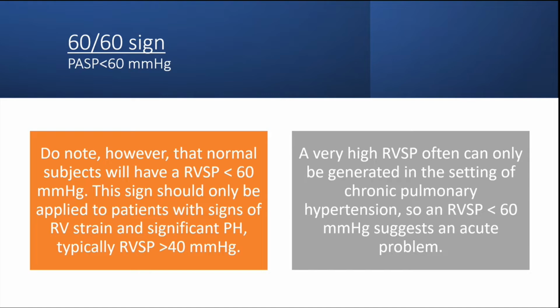So if it's a chronic elevation of the RV afterload, the PA systolic pressure should be above 60, but if it's less than 60, it's more suggestive of an acute process, like acute cor pulmonale.